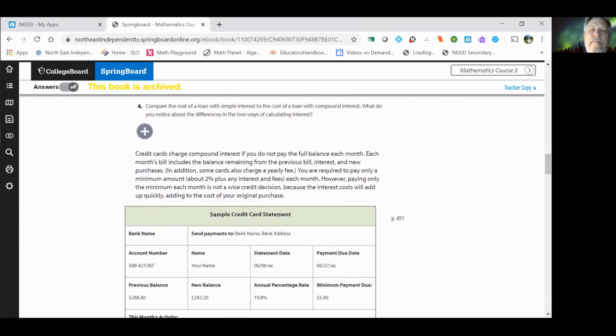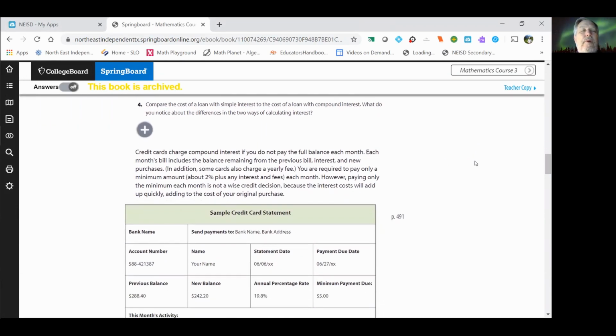Item 4. Compare the cost of a loan with simple interest to the cost of a loan with compound interest. What do you notice about the differences in the two ways of calculating the interest? I just want you to think about that, put in there something that you think could be the right thing, and we'll go over what the book says.